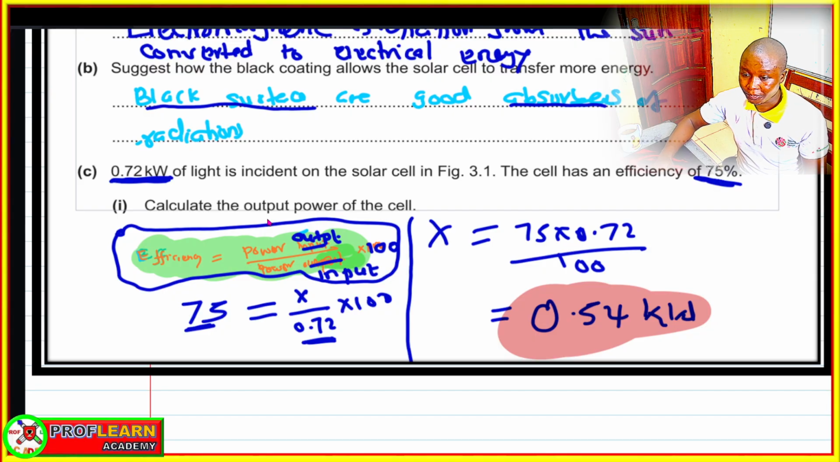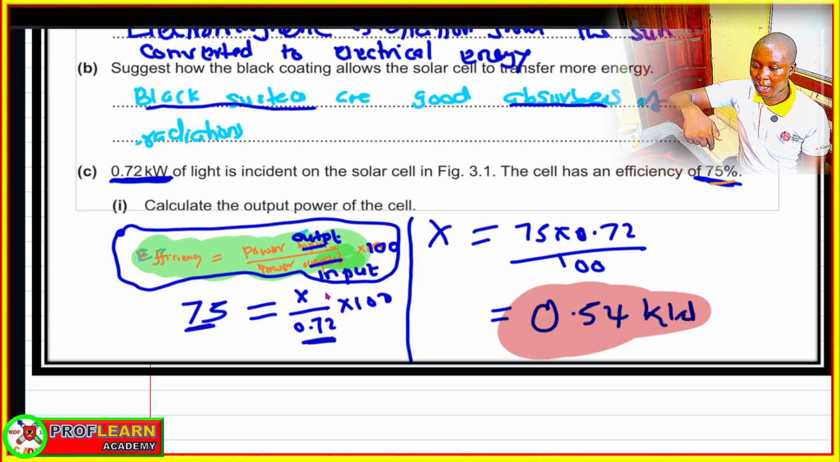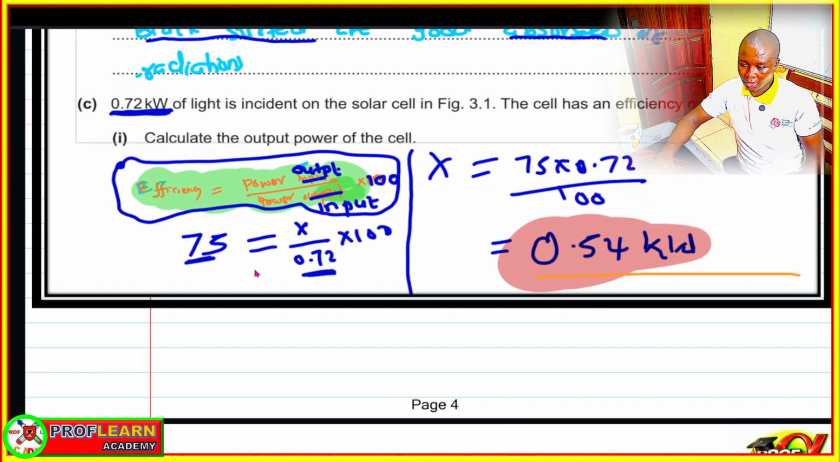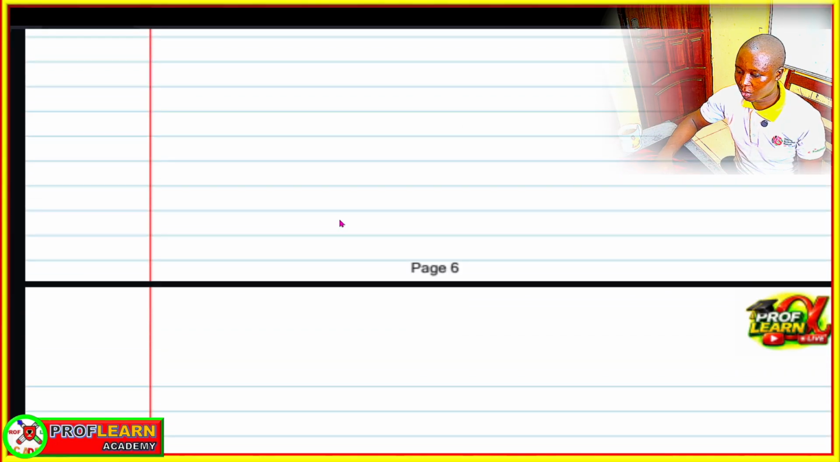And further, we are told that 0.72 kilowatts of light is incident on the solar cell. This is the incoming, the input. And then we are told the efficiency is 75%. Calculate the output power. So candidates were supposed to remember efficiency is equal to output over input times 100. So the output is X, efficiency is 75%, meaning this equals X over 0.72, which is the input, the radiation that is coming in, times 100. If you work it out, the output is going to be 0.54 kilowatts. Kilowatts, yes, kilowatts. K in physics means 1000. So that's something else you had to remember.